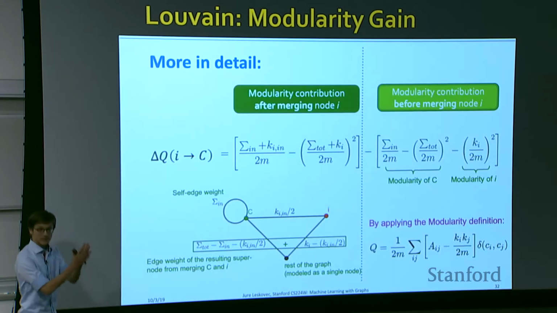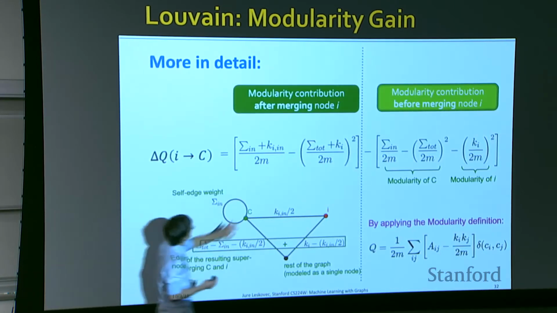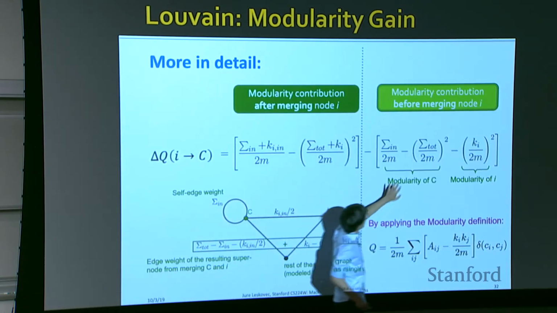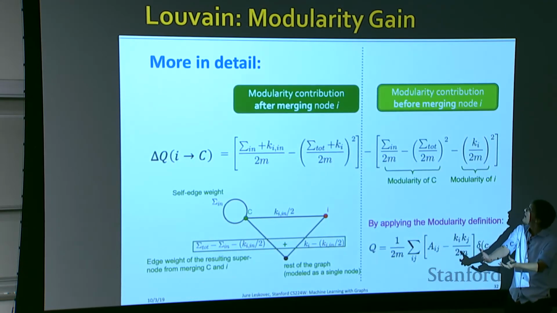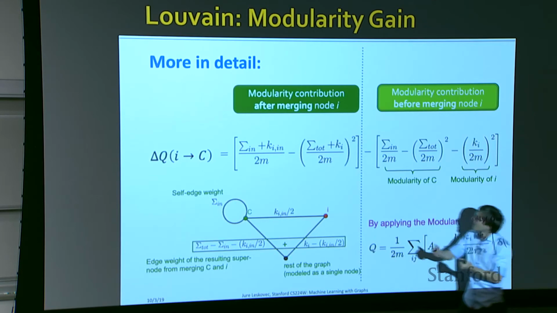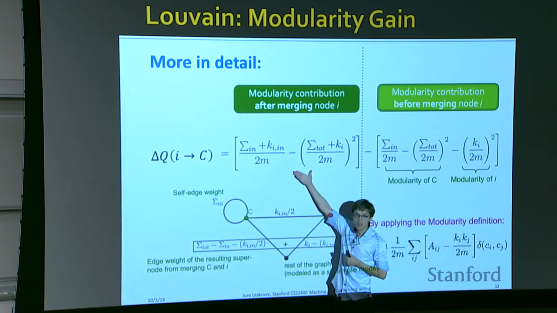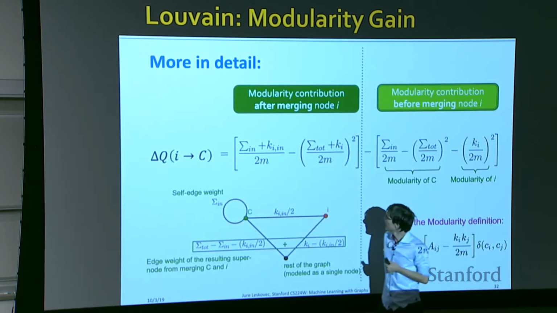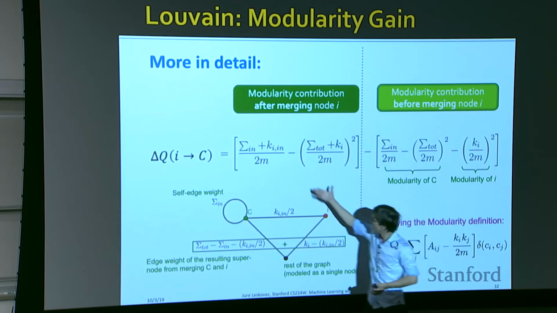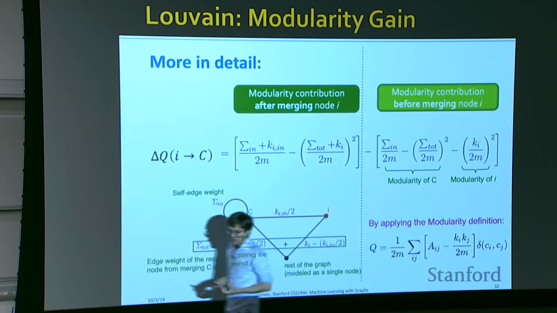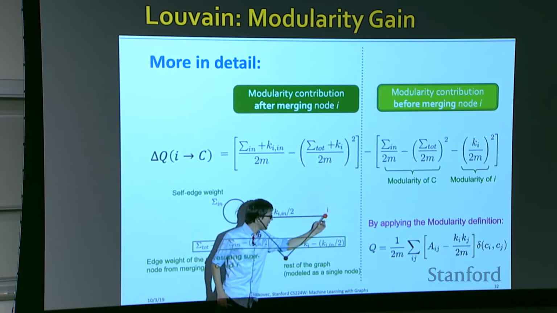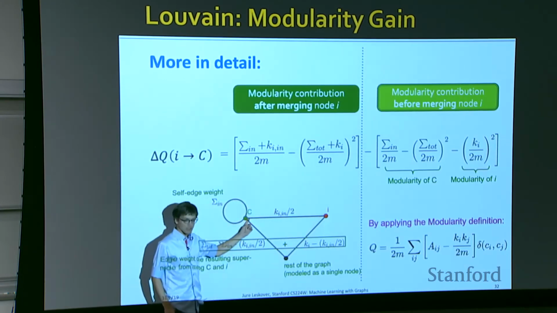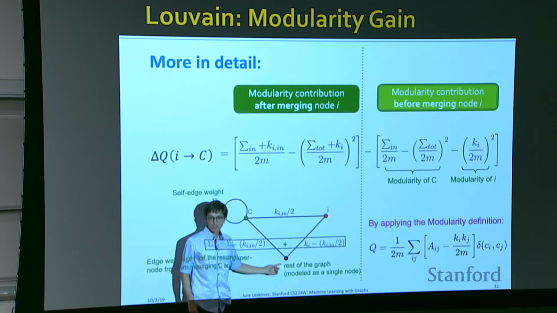Now, a bit more inside, how do you derive this? This equation has two parts. It has the modularity contribution before, the modularity before I put node I into the community C, versus the modularity after I have put it into C. And the way you can derive this is that you can think the following. There are only three things you need to reason about. You need to reason about the node, the community, and the rest of the graph.